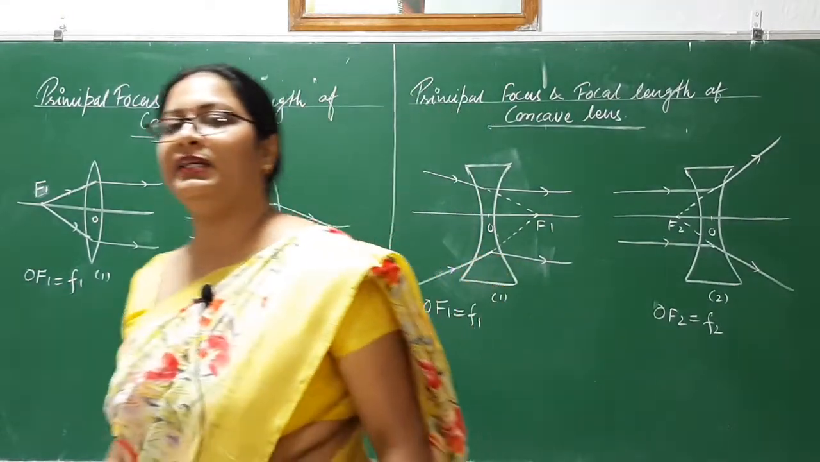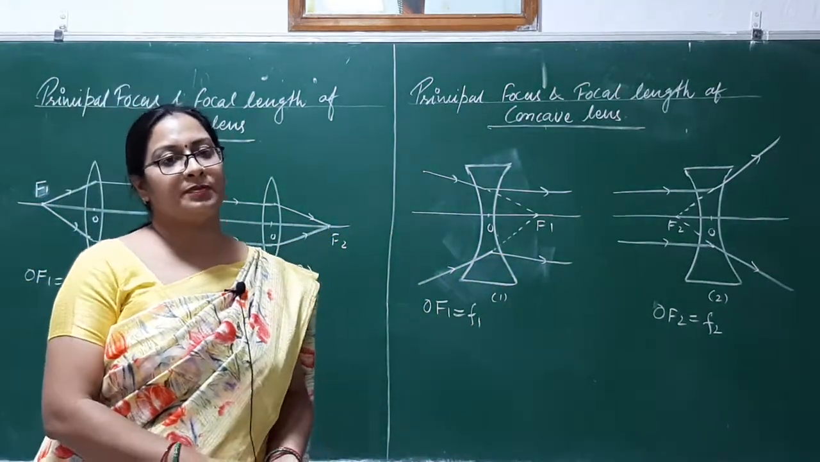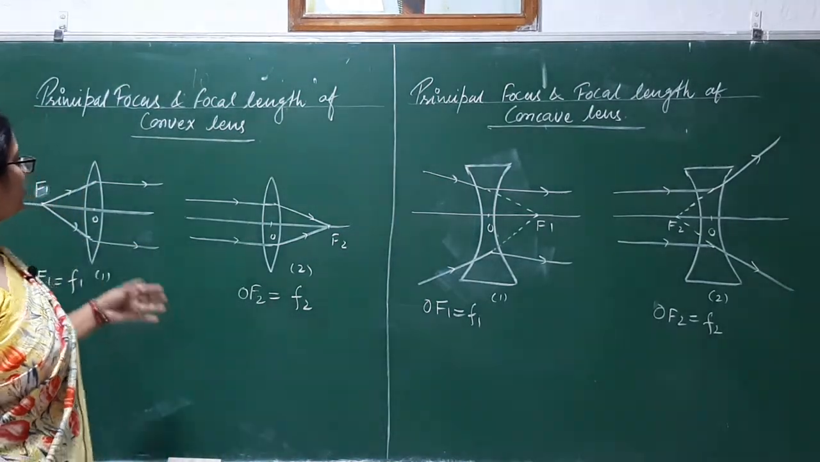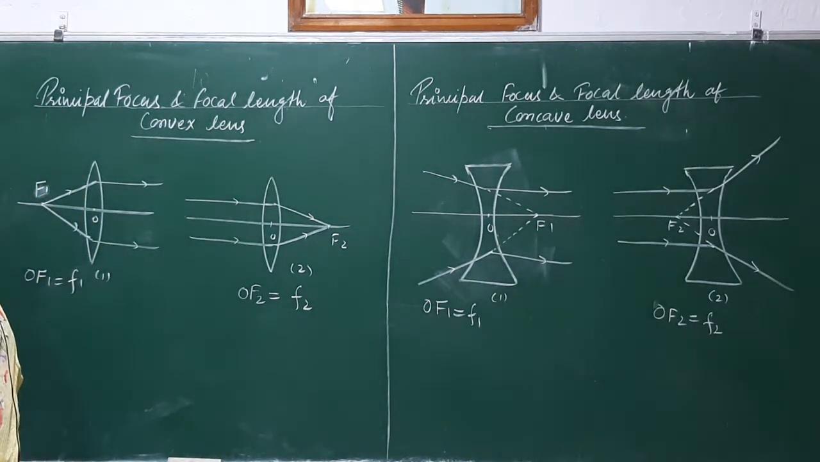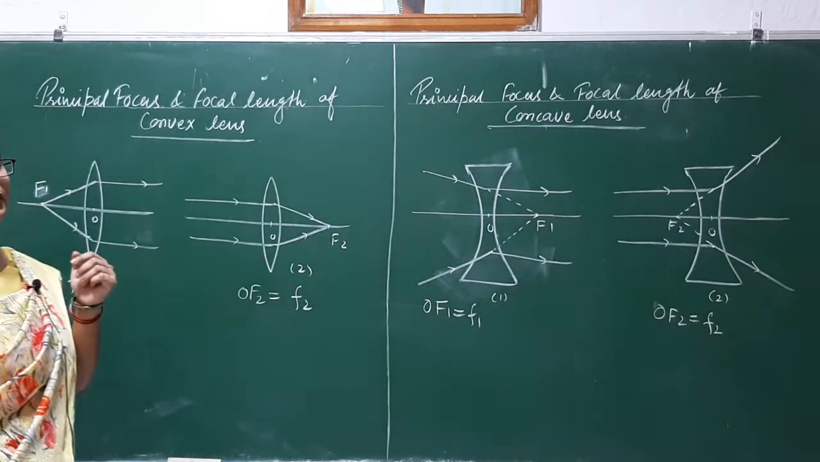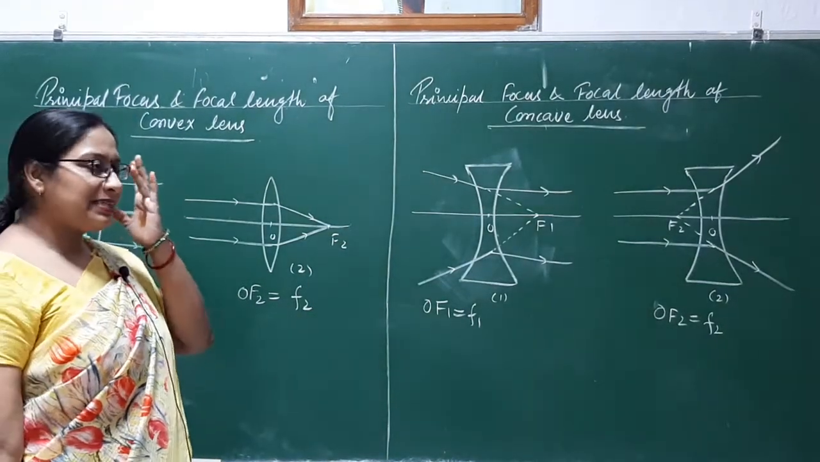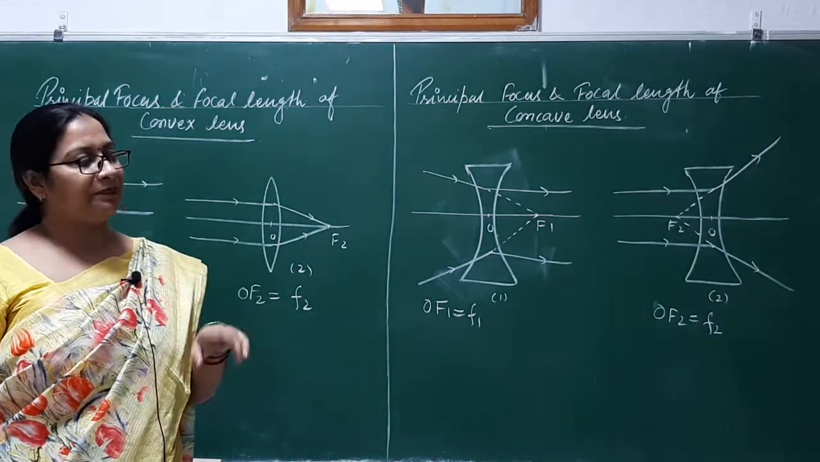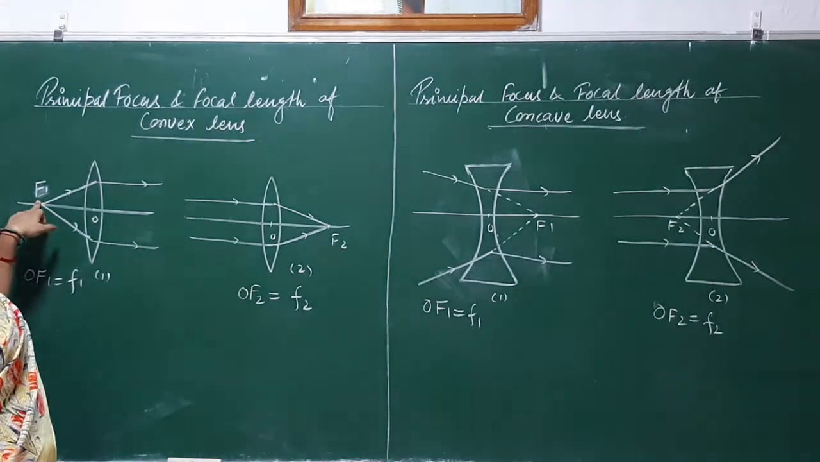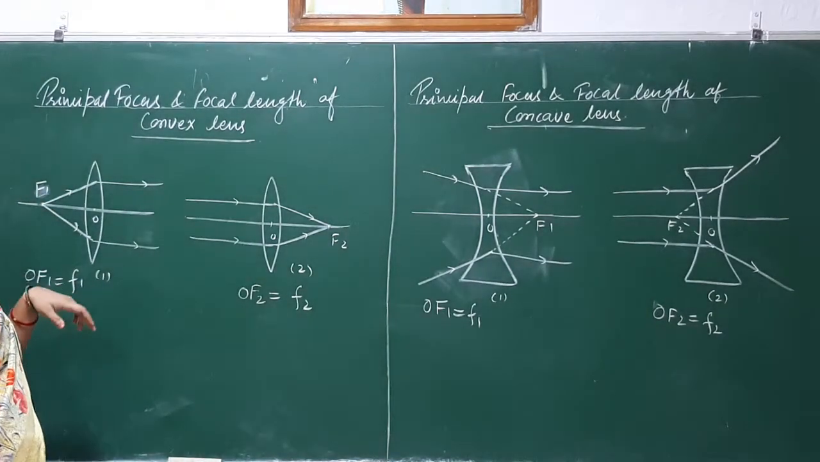Hello children, in this video we are going to discuss the principal focus and the focal length of spherical lenses. So children, first we will start with the convex lens. As we know, there are two spherical surfaces in the convex and the concave mirror. So lenses have two focus, okay. So first we will start with the first principal focus, which is represented here by f1, okay.